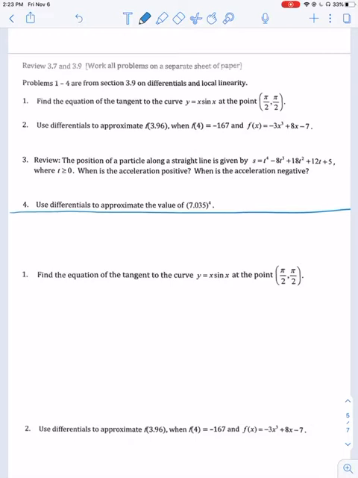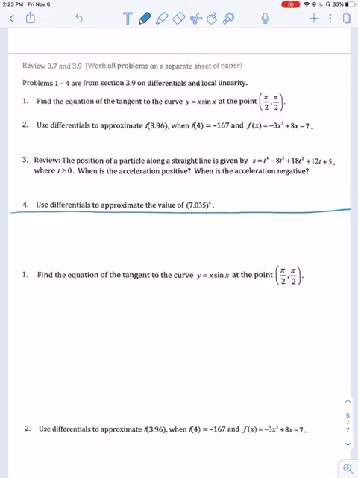And these are all from section 3.9, which is on local linearity, linear approximation, differentials. So here we go. I'm just going to go through the problems and explain the solution. You should definitely try all of these before you watch the video.